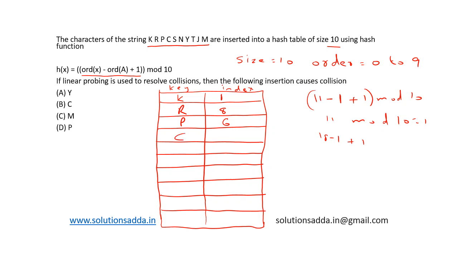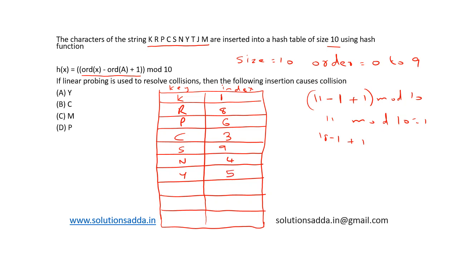C is at location 3, so 3 would be the index. Next one is S. S is at location 19. So 19 mod 10 is equal to 9. Now N. N is at location 14. 14 mod 10 is equal to 4. Till now no collision has occurred. Next is Y. Y is equal to 25. 25 mod 10 is equal to 5.